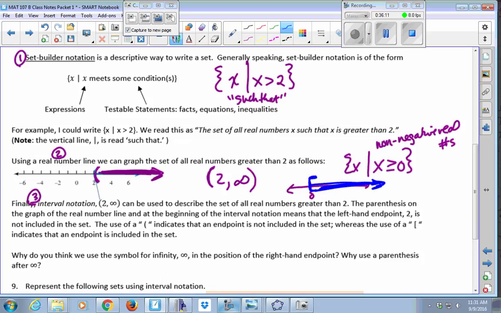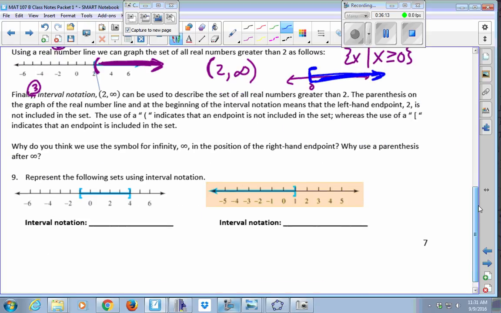So you can start your activities by doing interval notation and set builder notation right here. I'll check it off for you when you're done, and then you can just turn the page and continue with sets, okay? When you get these 2 done, just let me know and I'll give you a little check or talk to you if you have any problems.